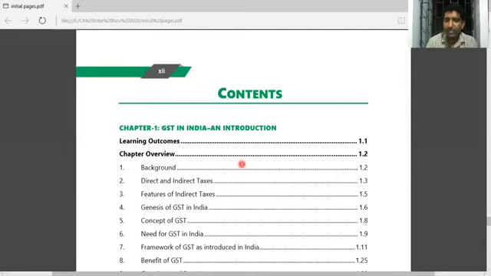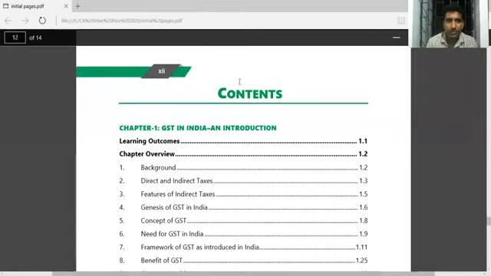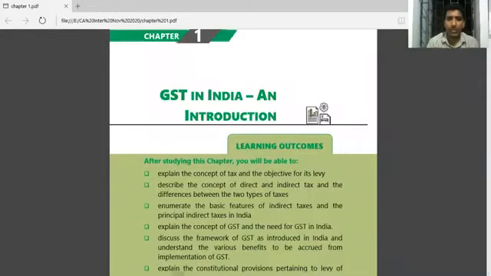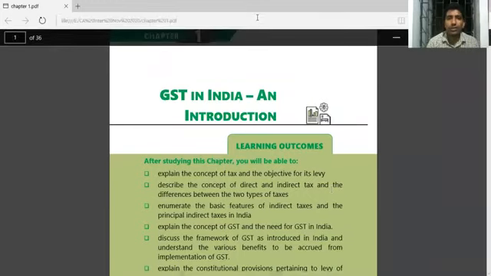In this lecture, we will be understanding the basic concepts of GST. What is GST? Why was GST introduced? What are the contents in GST that we will be learning in this lecture? I will take the first chapter. So this is Chapter 1, GST in India, an introduction. What are the things that you are going to learn in this chapter?